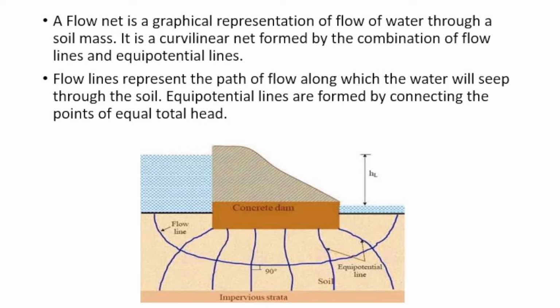Okay, so if you see in this particular figure, you have a dam, and below the dam you have a flow net, which is having all the equipotential lines and the flow lines. So flow lines represent the path of flow along which the water will seep through the soil. As the name says, along which the water flows. And equipotential lines are basically those which are formed by connecting the points of equal total head. So a combination of flow lines and equipotential lines is nothing but a flow net. It is very much important when it comes to the concept of dams basically.